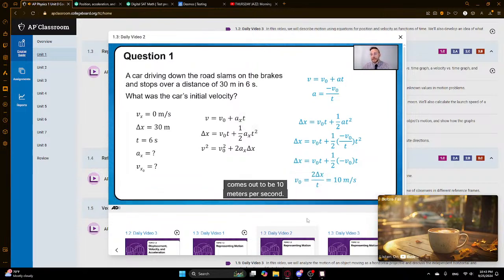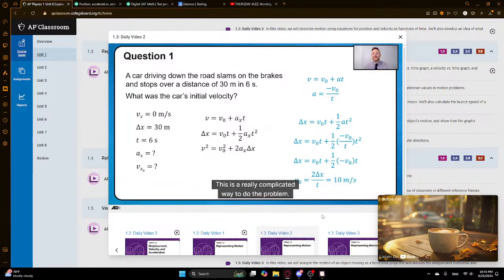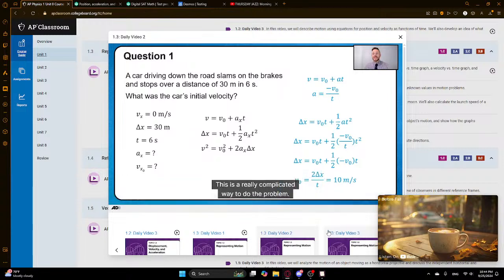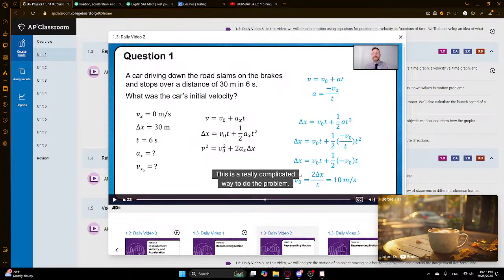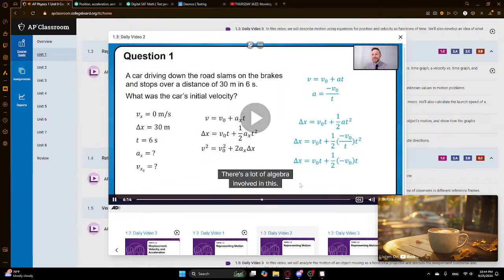The initial velocity comes out to be 10 meters per second. What the hell? How the hell did you get that? Initial velocity. Wasn't this change in position? Did he manipulate it even more? What the hell? There's a lot of algebra involved in this. The initial velocity is going to be 2 times the displacement divided by the time. The initial velocity comes out to be 10 meters per second.